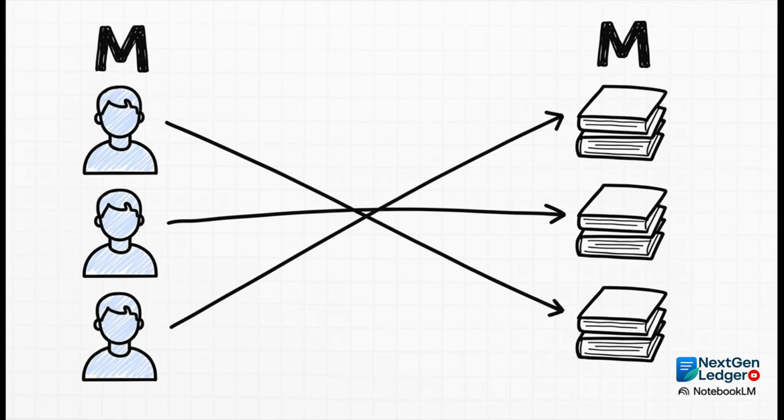And then we get to the really interesting one, many-to-many. The classic example is a university. You've got many students who can enroll in many different courses. And at the same time, any single course is going to have many students in it. The connection is a two-way street.